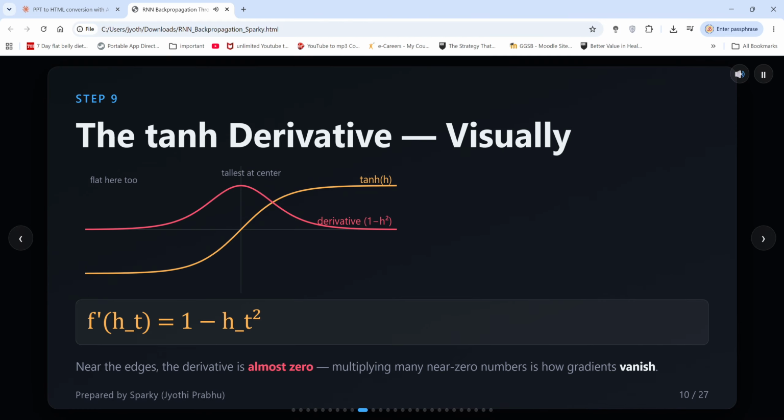Before we can go further back, we need one more tool, the derivative of tanh. Look at this graph. The orange curve is tanh itself, it flattens out near +1 and -1. The red curve is its derivative, notice it's tallest at the center and almost flat, near 0, at the edges. That flat part is exactly where gradients start to vanish.